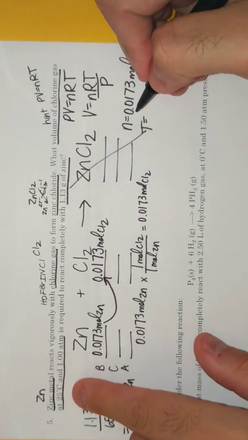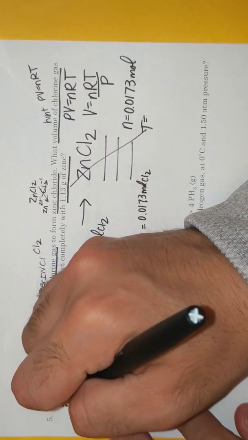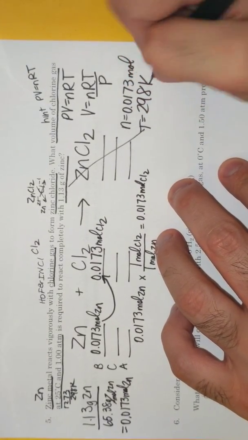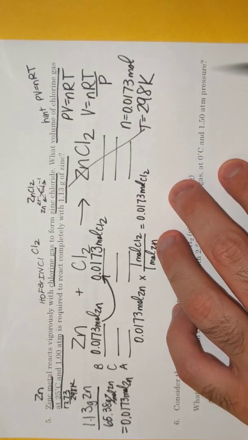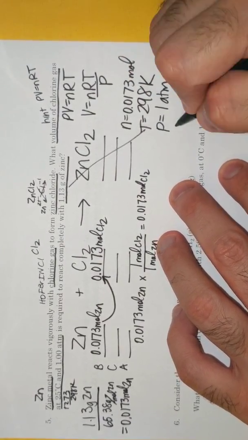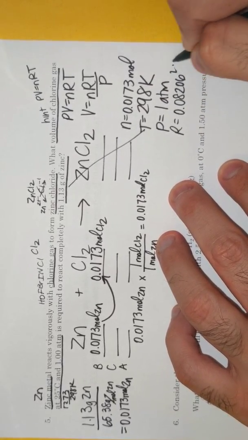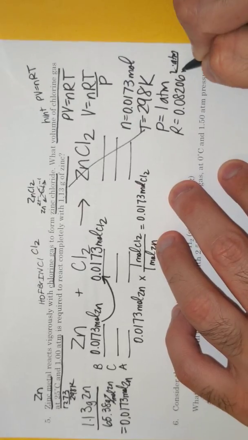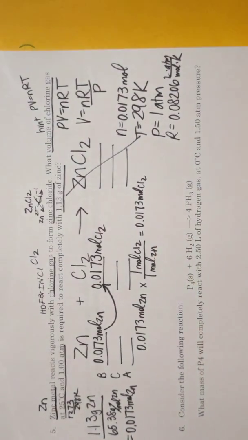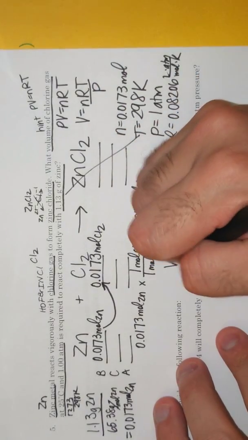T says 25 degrees Celsius, which if I add 273 to that, that's 298 Kelvin. Remember, adding 273 to degrees Celsius gives me Kelvin. And then my pressure is 1 atmosphere. R is, of course, 0.08206 liters times atmosphere per mole Kelvin. So now all I have to do is plug and chug into this equation.